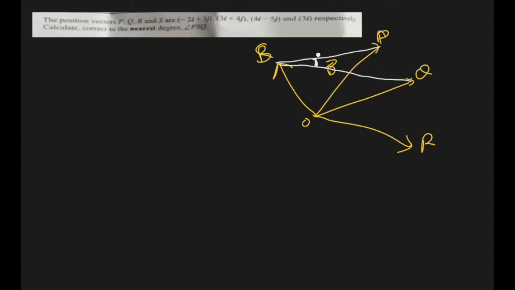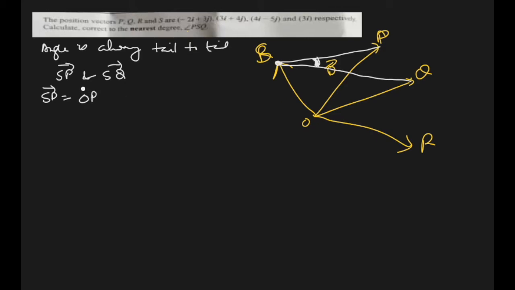For that we should keep in mind that an angle is always found tail to tail. That means if we are finding this angle, the tails must be here for both the lines. So basically they are saying SP is the first vector and SQ will be the second vector between which we have to find the angle. So let's find SP first.